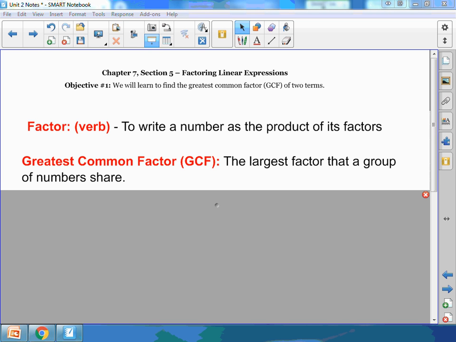So a couple vocab terms here. The first one is factor, and I had to clarify, this is the verb version of it. When we factor an expression, we write the number as a product of its factors. And the GCF, which we talked about the other day when we had our bell ringer, it's just the largest factor that a group of numbers will share. And you were certainly aware of that prior to the other day.